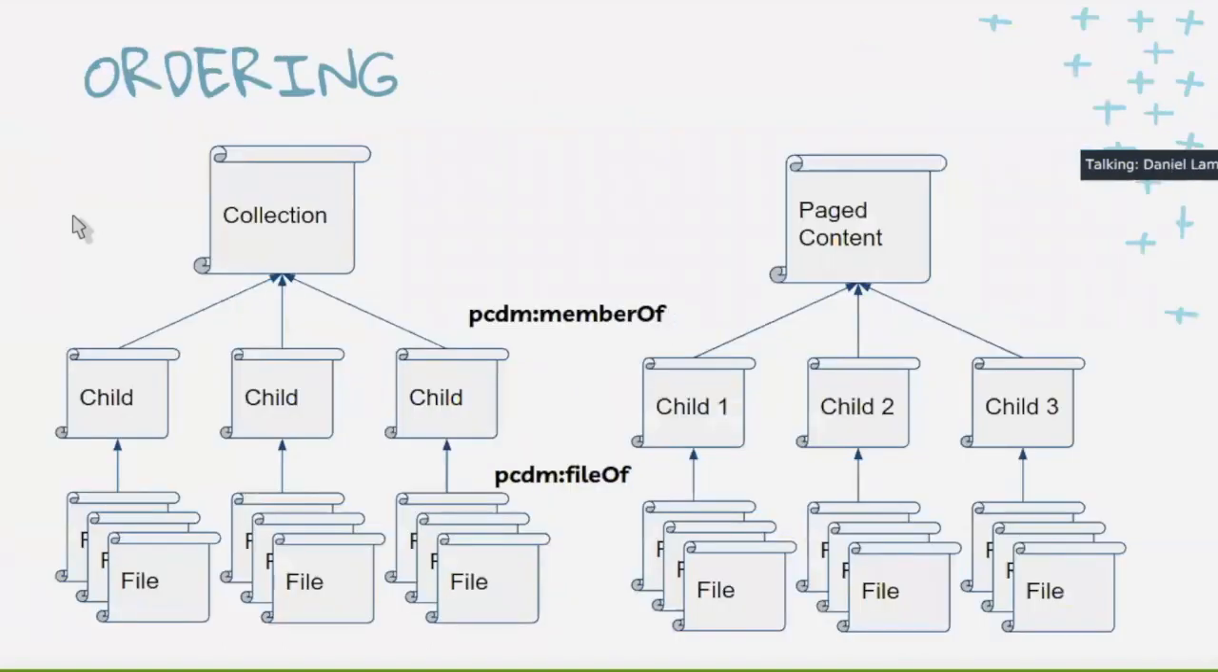You can see that page content is structured almost exactly the same as a collection. There really isn't a ton of difference between a collection and page content. They certainly use the same relationships that we're used to now. Files point to their descriptions. They say that they're a file of this description, and then the descriptions point towards the collection that they belong to. So all of this still holds. We still use all the same predicates and all the same fields. The only difference is that in page content, the children are ordered.